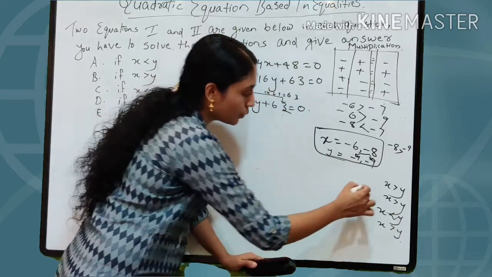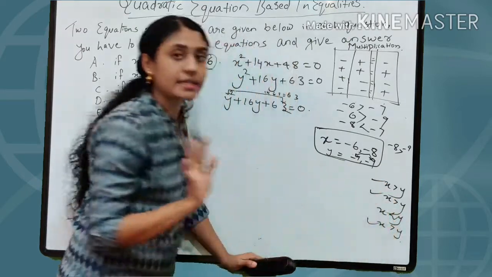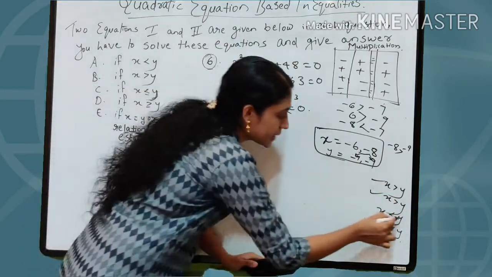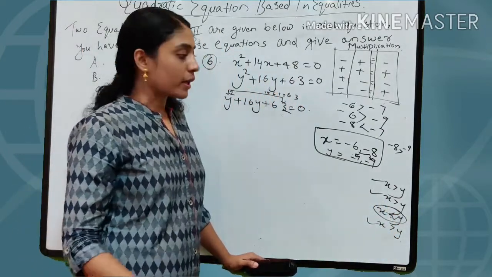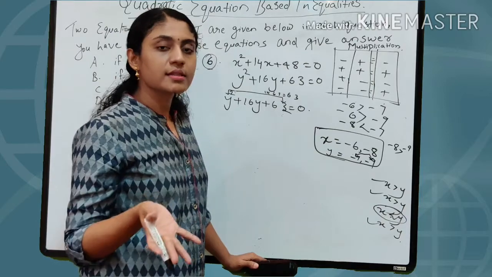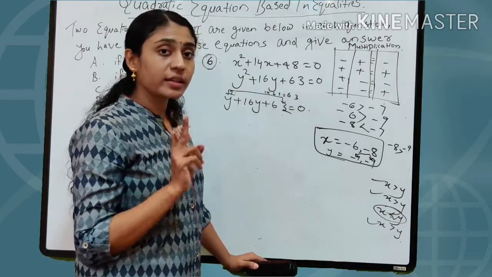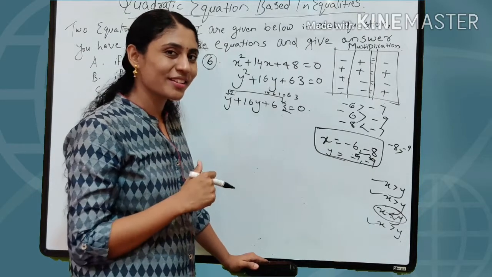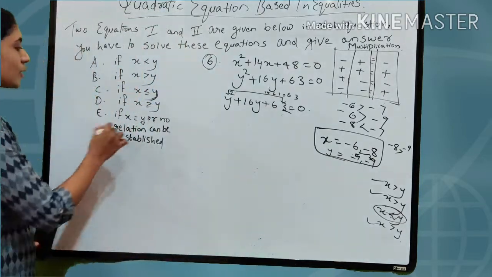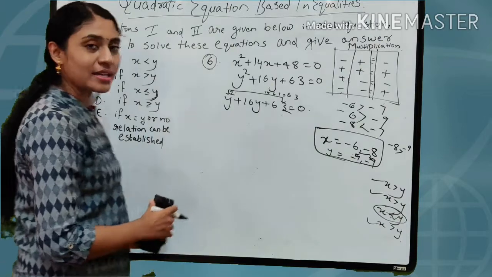That means when you look at these three values, x is greater than y, but in this case, x is less than y. So what's the answer? In some cases x is greater than y, but in one case x is less than y. That means no relationship can be established. So which option? Option E. That is x is equal to y, or no relation can be established.